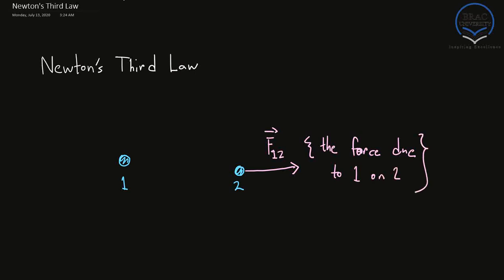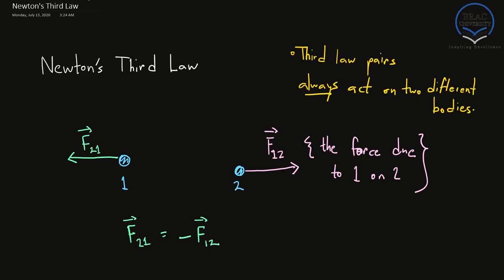What Newton's third law says is that in this scenario, particle 1 is also going to feel a force. It's going to look like this, F, and this force is due to particle 2. So we could write that down like this: F21, which is the force on particle 1 due to particle 2. What Newton's third law then says is that these two forces are a third law pair. They're exactly equal in magnitude but opposite in direction. Or in other words, F21 equal to minus F12.